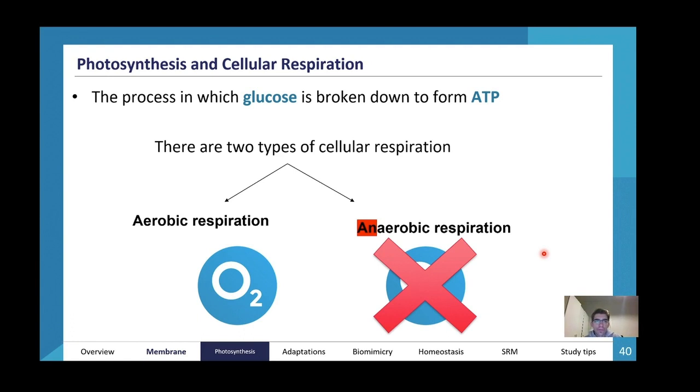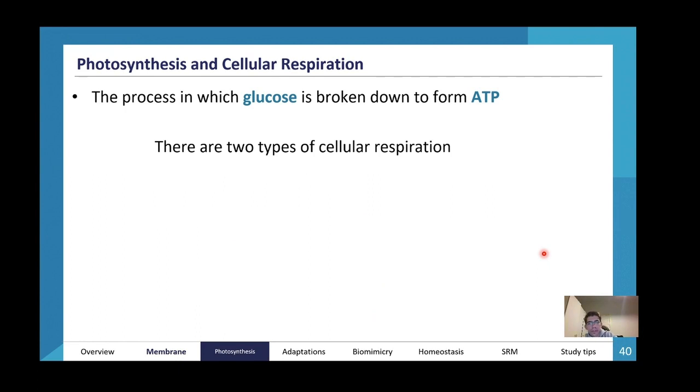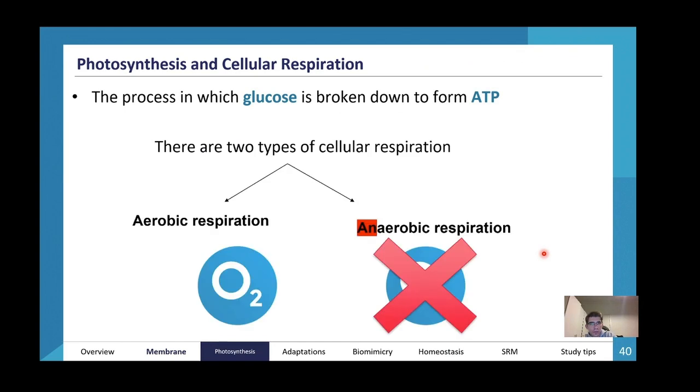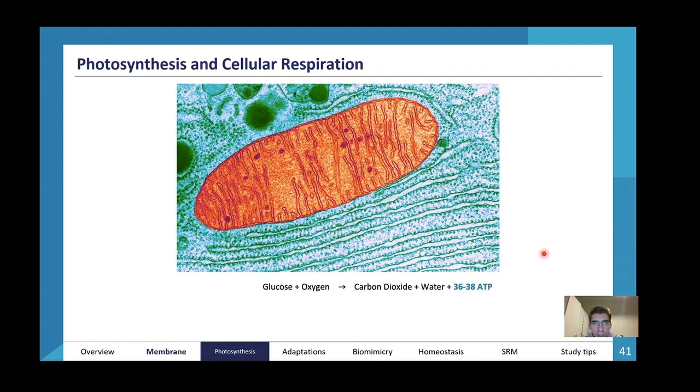First of all, cellular respiration is the process in which glucose is broken down to form ATP. There are two types of cellular respiration. One is aerobic respiration, and the other one is anaerobic respiration. One uses oxygen, and the other one does not use oxygen. Now, cellular respiration occurs in the mitochondria, where essentially glucose is broken down in the presence of oxygen to form carbon dioxide and water, which is around 36 to 38 ATP.